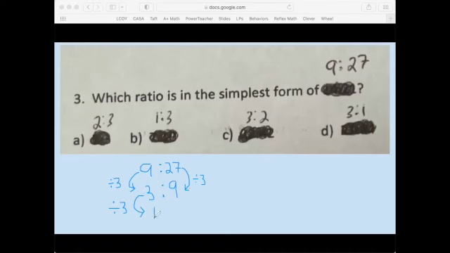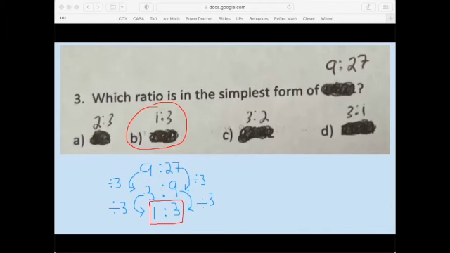So 3 divided by 3 will get me 1, and then 9 divided by 3 will get me 3. And then I'm going to ask myself once more, can I divide the terms 1 and 3 by the same number to get an even smaller or lesser value? And in this case, I cannot. And usually when we see a 1, we know we can't divide any further. So 1 to 3 is going to be my ratio in simplest form, which is answer choice B.